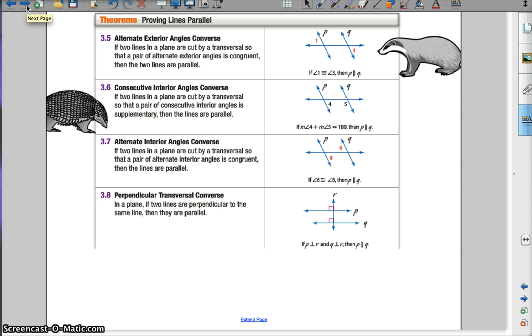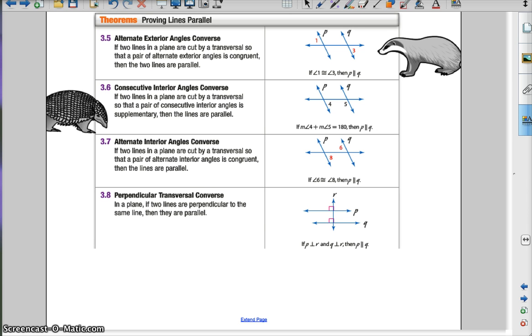So we have the alternate exterior angles converse, the consecutive interior angles converse. Now some of you might call that same side. That's fine. Alternate interior angles converse and perpendicular transversal converse. So take a moment to pause the video and write all these down. I believe they're on the 4th and 5th pages of your packet. And make sure you write these down.